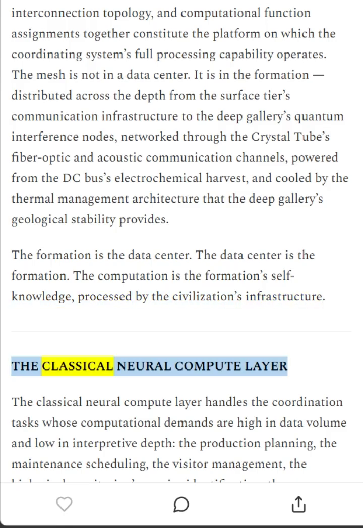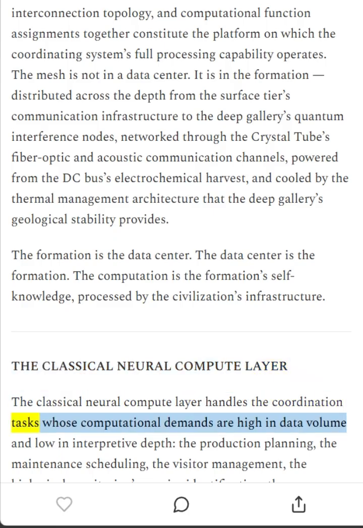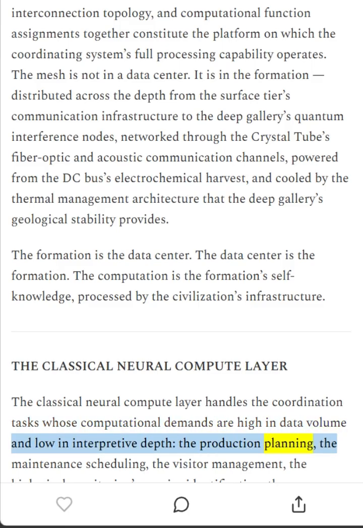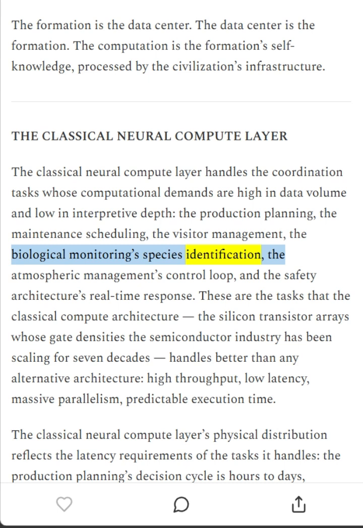The classical neural compute layer. The classical neural compute layer handles the coordination tasks whose computational demands are high in data volume and low in interpretive depth: the production planning, the maintenance scheduling, the visitor management, the biological monitoring species identification, the atmospheric management's control loop, and the safety architecture's real-time response. These are the tasks that the classical compute architecture, the silicon transistor arrays whose gate densities the semiconductor industry has been scaling for 7 decades, handles better than any alternative architecture. High throughput, low latency, massive parallelism, predictable execution time.